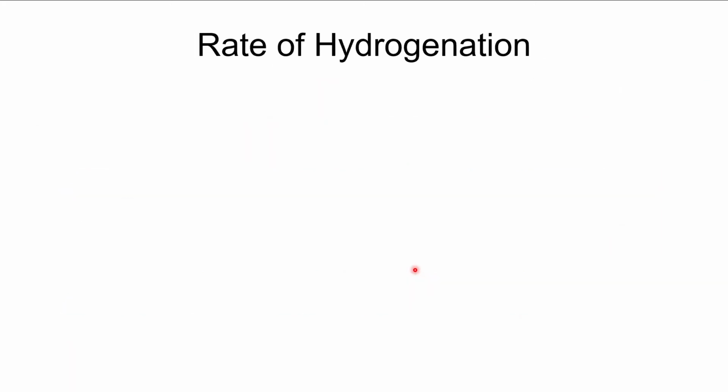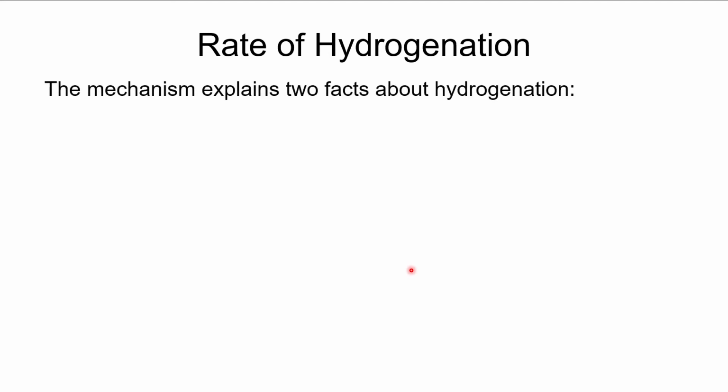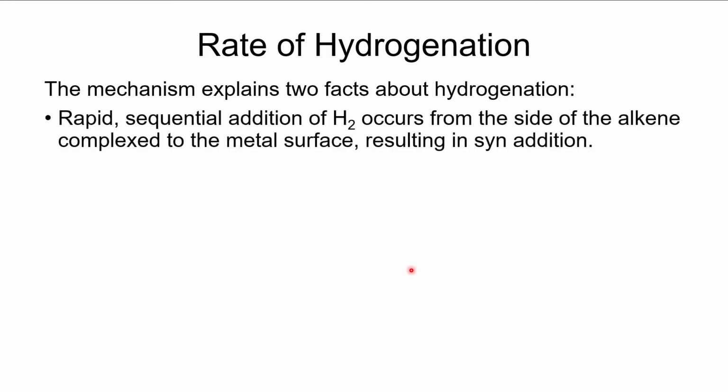And one of those things is that the rate of hydrogenation depends on how many alkyl groups are present. So there's two really important things that the mechanism will tell us. One is that we get rapid sequential addition of hydrogen, and they occur from the same side of the alkene. So that alkene doesn't have time to turn around so you can get anti-addition. You're always going to get syn addition.